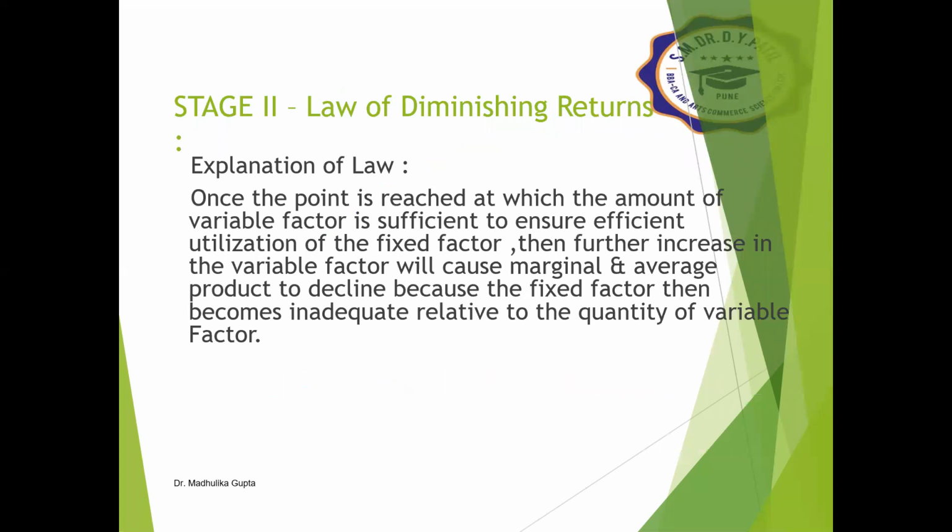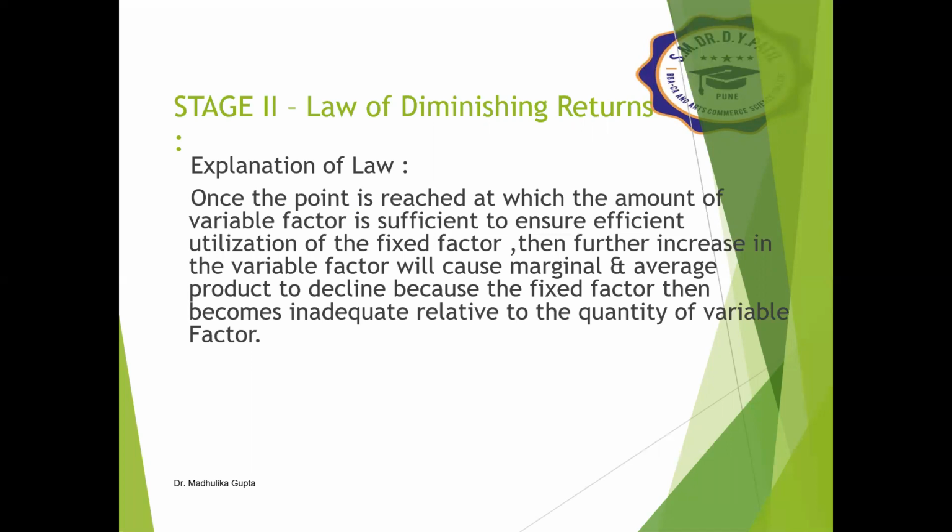Once the point is reached at which the amount of variable factor is sufficient to ensure efficient utilization of the fixed factor, then if you further increase the variable factor, MP and AP decline, because the fixed factors then become inadequate relative to the quantity of variable factor. You understood? So continuing from the example that we took, when 4 men were put to work on the one machine, optimum combination was achieved. Now, if the 5th man is put on the machine, his contribution will be nil, right? In other words, the marginal productivity will start diminishing.